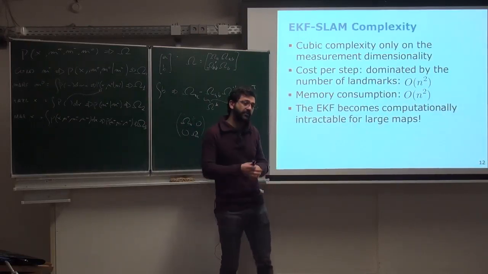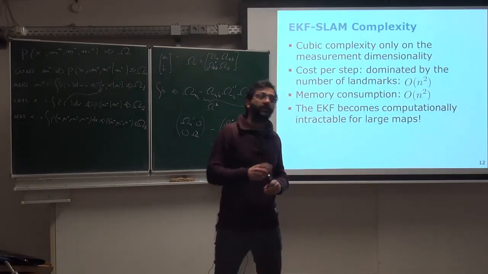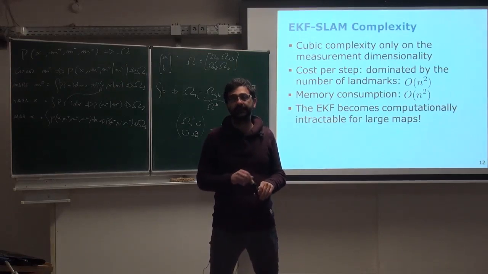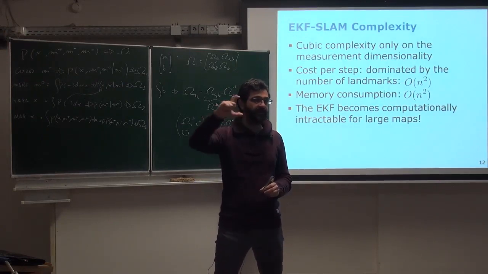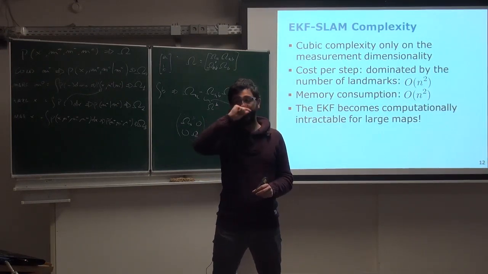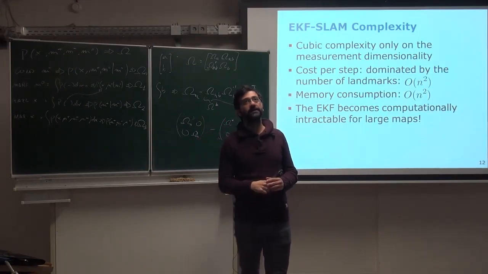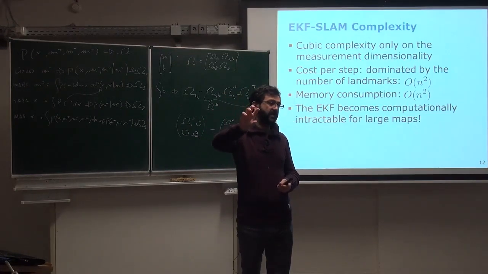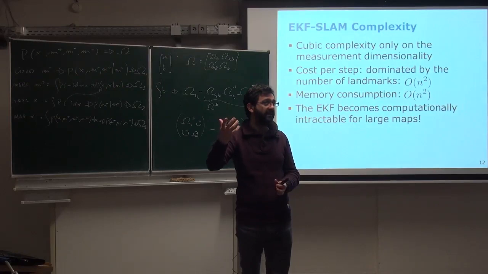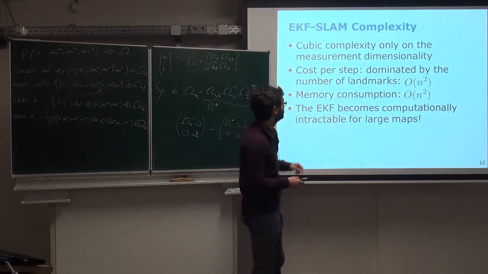Now, in terms of complexity, we have cubic complexity in the measurement dimensions. This comes from the update rule because we have to invert a covariance matrix that has the dimension of the observation. Every step is dominated normally by the number of landmarks, because every time we need to multiply with the covariance matrix, which is quadratic with respect to the number of landmarks, and we cannot escape this kind of complexity.